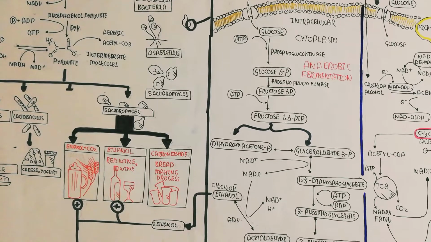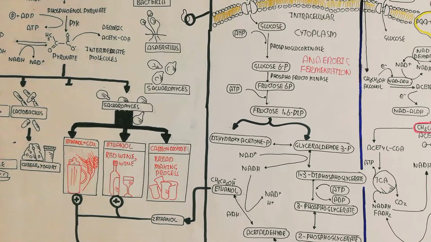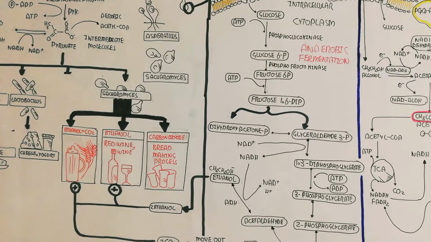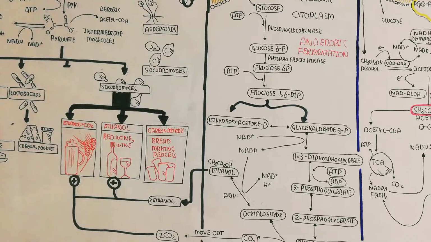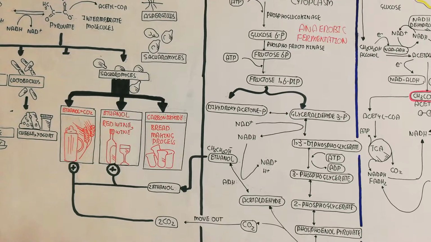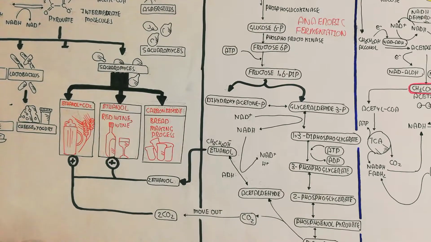While on the other hand, anaerobic fermentation produces ethanol and carbon dioxide, and soy sauce, cheese and yogurt will be produced. Yogurt, basically, is not, yogurt is also produced in aerobic conditions.